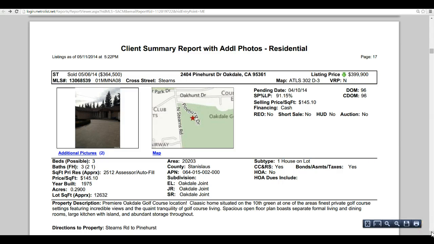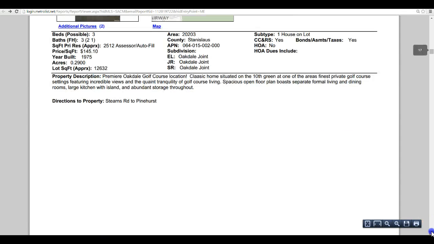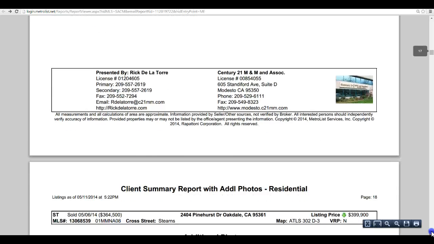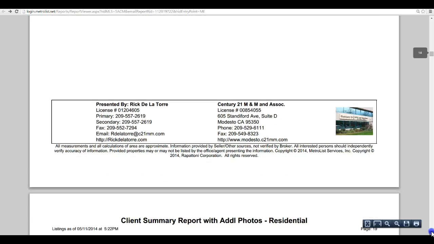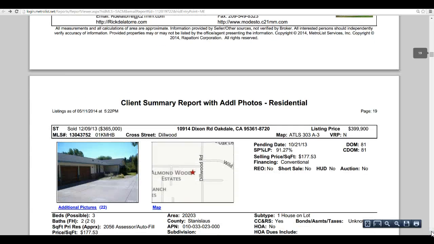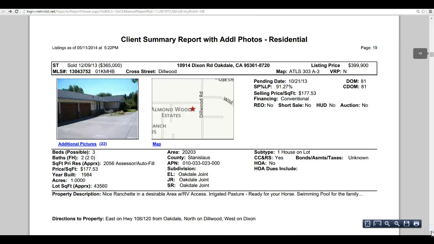So right now we're just looking at numbers. We're not even really looking at anything else. And it says one house on lot. Okay, even though there's not a picture, yeah, here it is. Here's the picture of the home. So again, we're just looking at numbers right now. 399.9. Let's keep going.